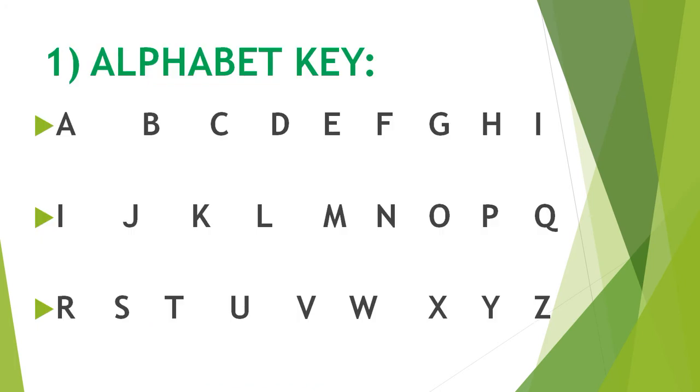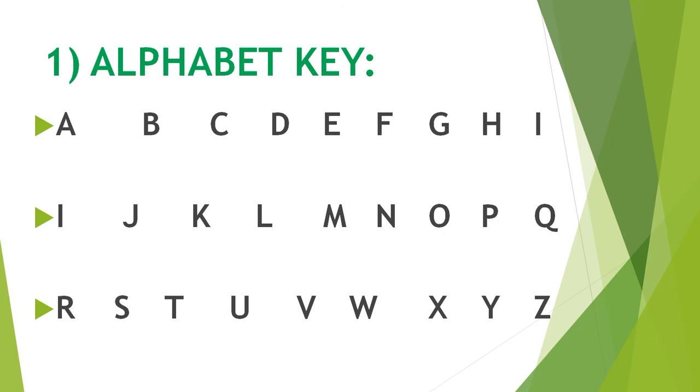First is alphabet keys. Some keys of the keyboard have letters on them. So these keys are called alphabet keys. The letters are of the English alphabet. Okay, and alphabet keys is A to Z. The order of letters on the keyboard is different from the order of alphabet.